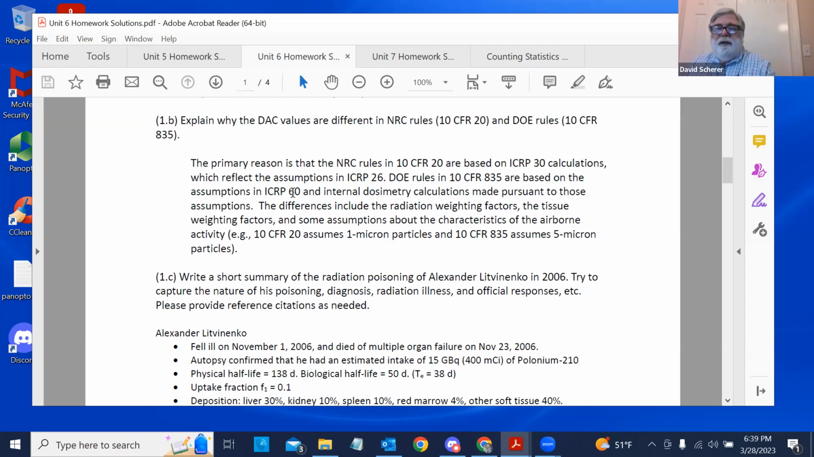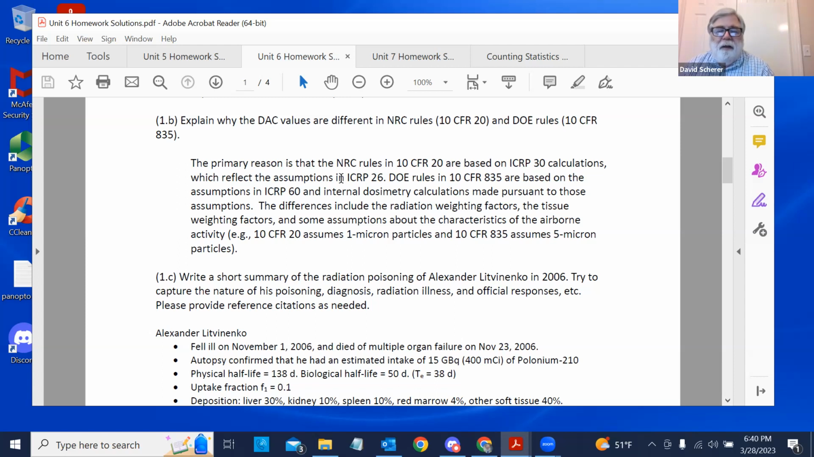Interestingly, the DOE rules don't specify ALIs at all. They only specify DACs. So if you look at 10 CFR 835, there are no ALIs listed in them, only DACs. You can back engineer and find out what the ALI is, but that's just not in their rules. And it makes sense, because if you're worried about occupational exposure, almost all of that is inhaled. People don't eat radioactive material at work.